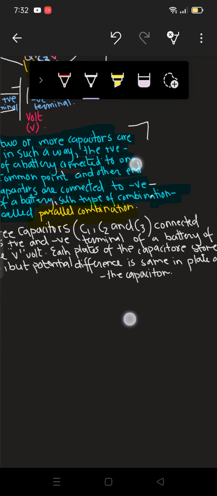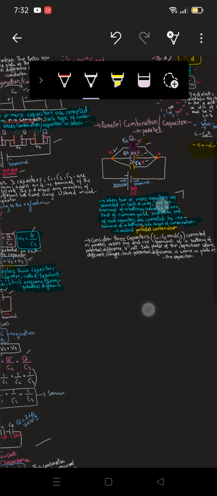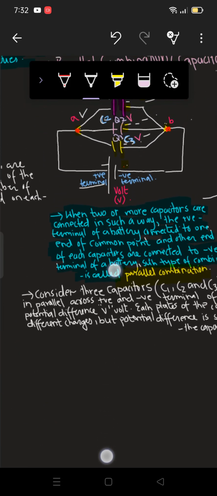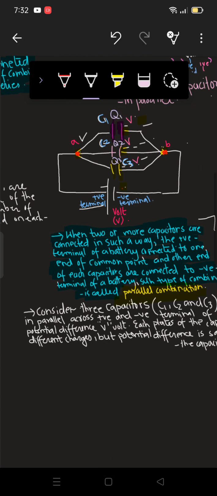Now let's delve deeper into this definition and understand what I tried to write here, to help you understand the parallel combination, or capacitors in parallel. Initially we consider three capacitors named as C1, C2, C3. They are connected in parallel across the positive and negative terminal of the battery, which provides potential difference V volt.